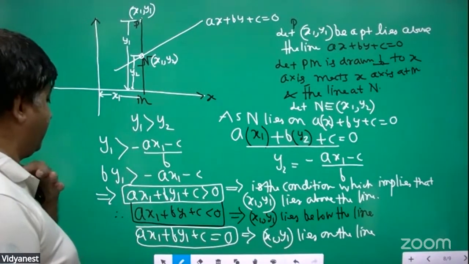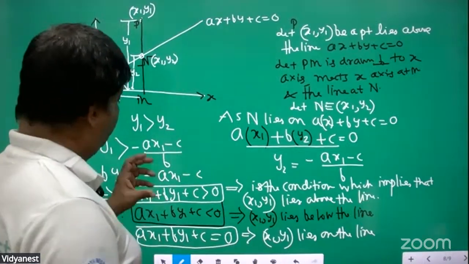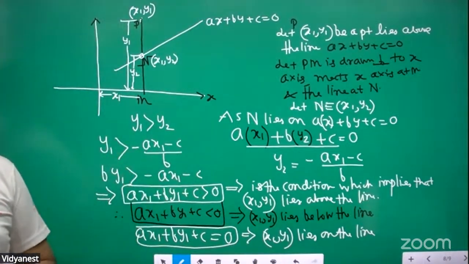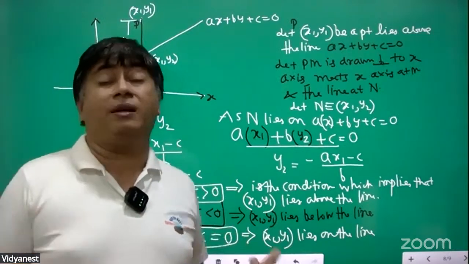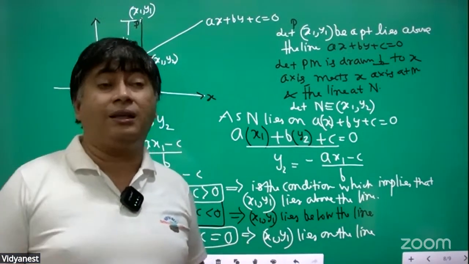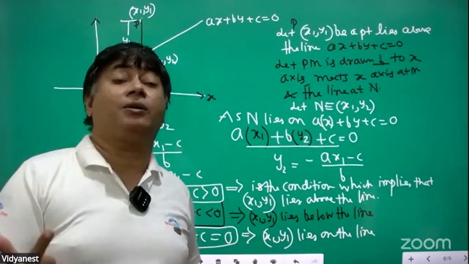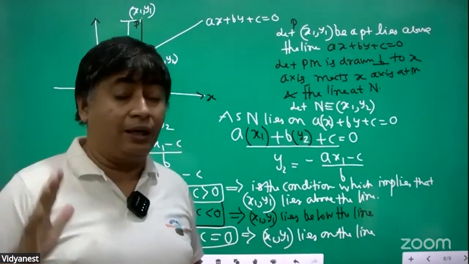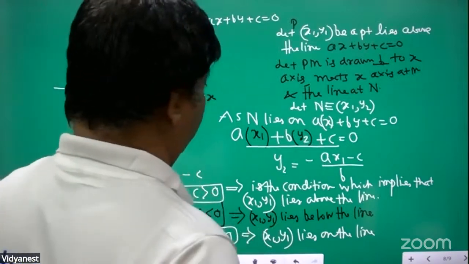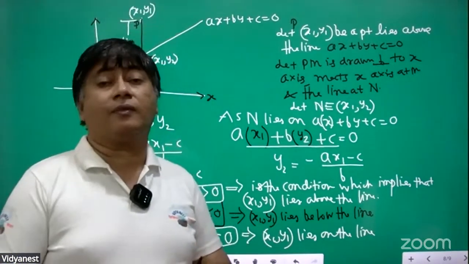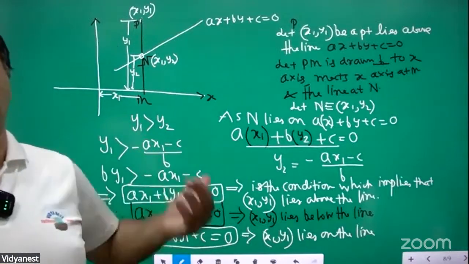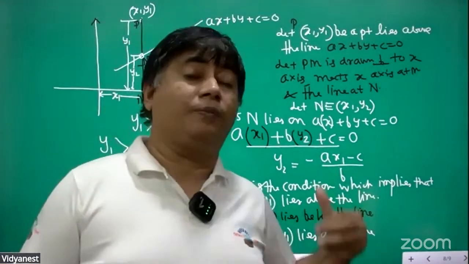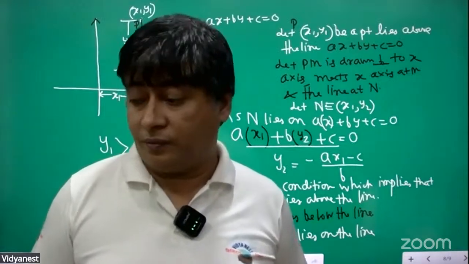Now, from this concept, we can examine a point lies in which side of the line. Now, if 2 points are given, we can judge whether they lie in the same side of the line or in the opposite side of the line.